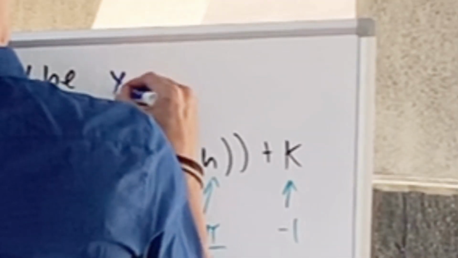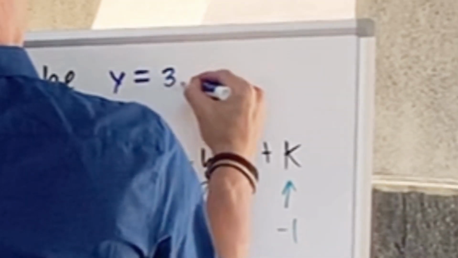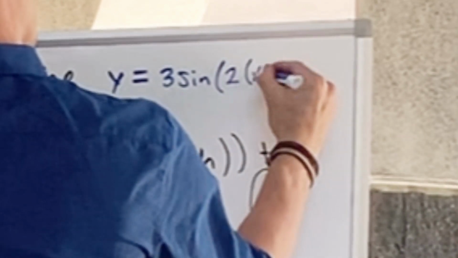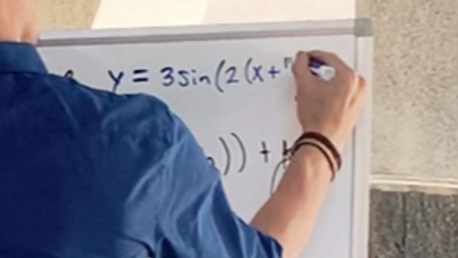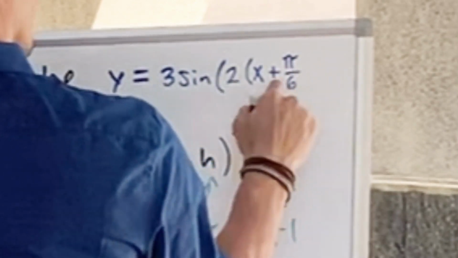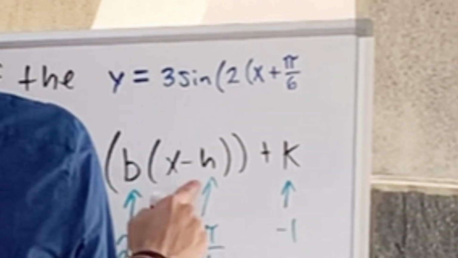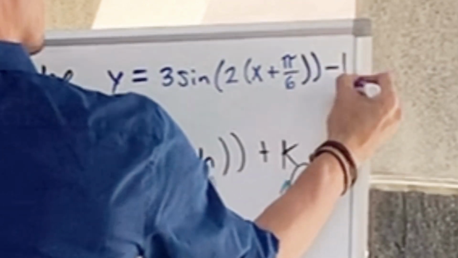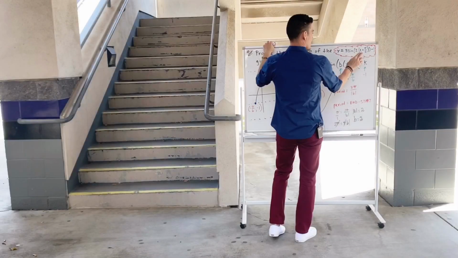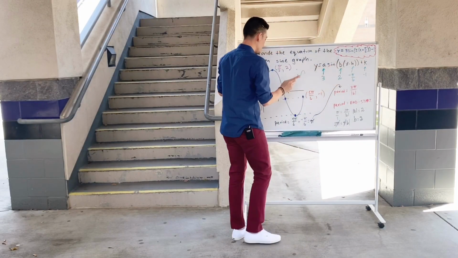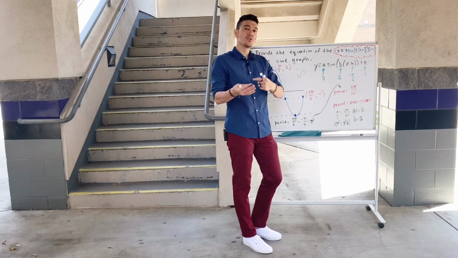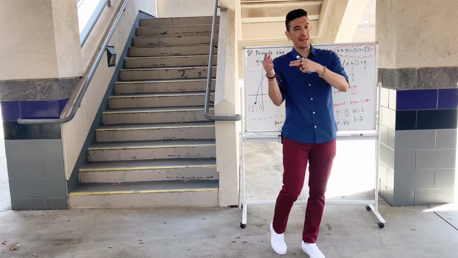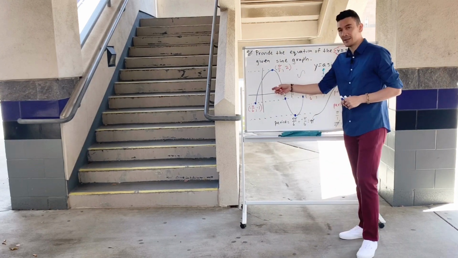So final answer, y equals 3 times the sine of 2 times x plus pi over 6, plus, because of that double negative, yes, that double negative, close this, minus 1. So this here is the equation associated with this graph. If you were unsure, you could always type this into Desmos along with the domain from yesterday, and it should look pretty much just like this.